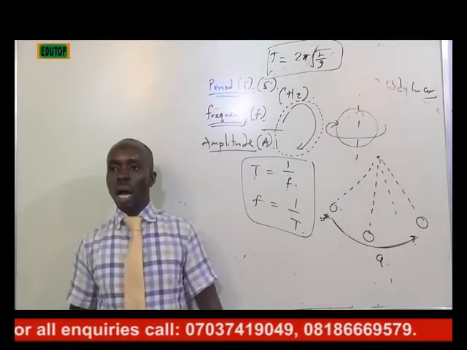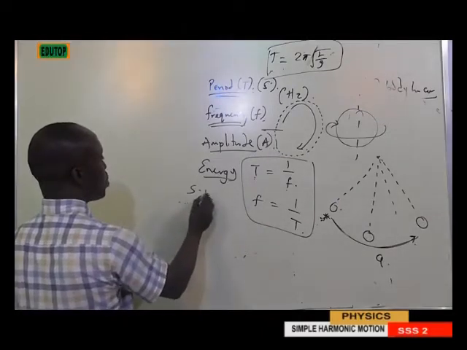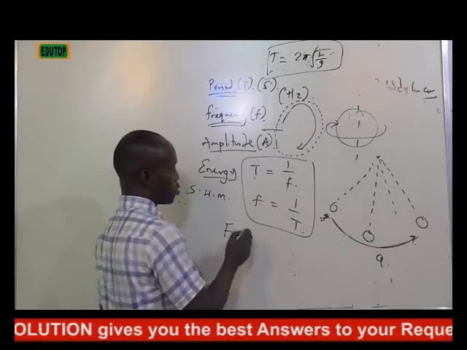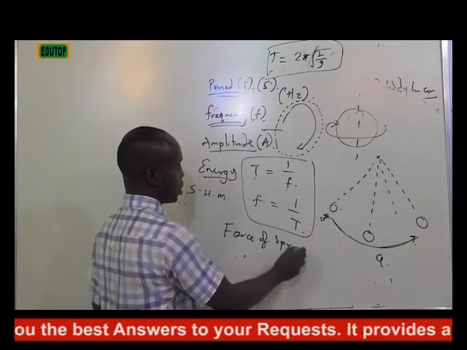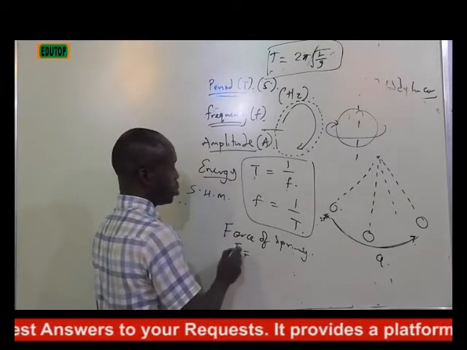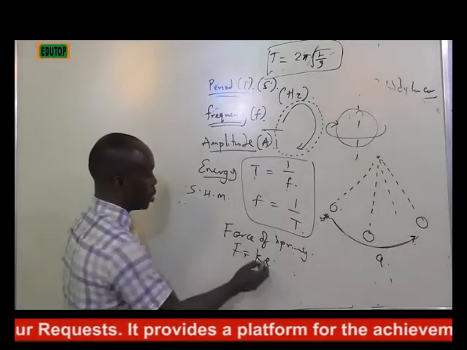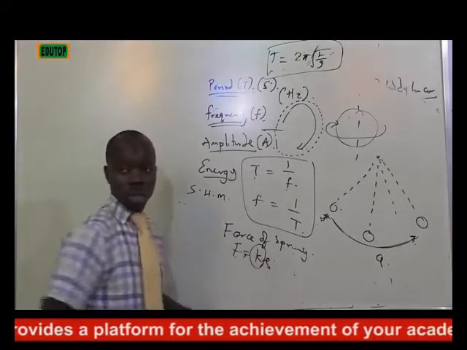Now, let's go to how we derive energy. Energy notation for simple harmonic motion. Recall that the force of a spring is the spring constant times E. What does E mean? Extension. Do you understand? Your spring constant times your extension.